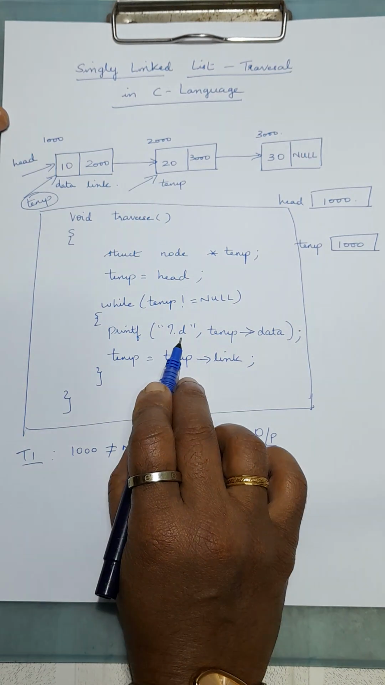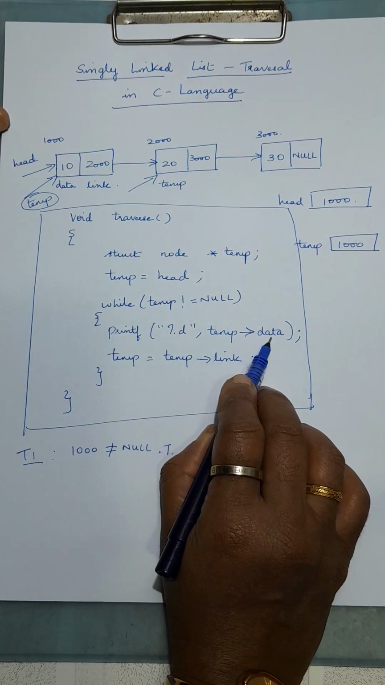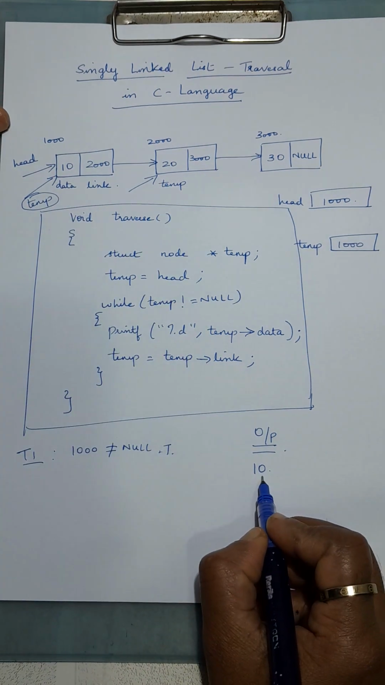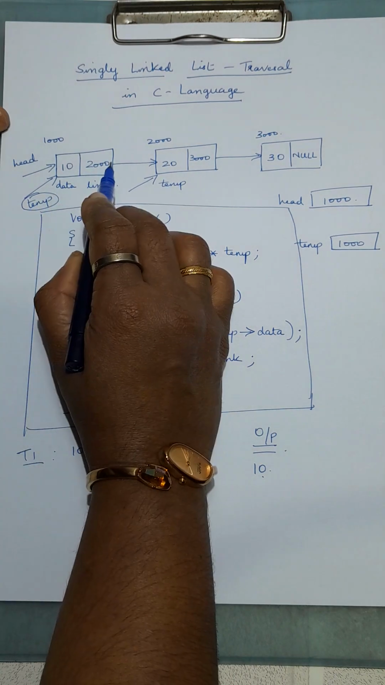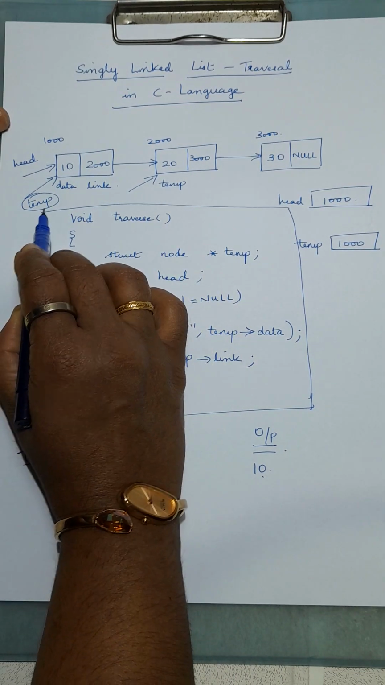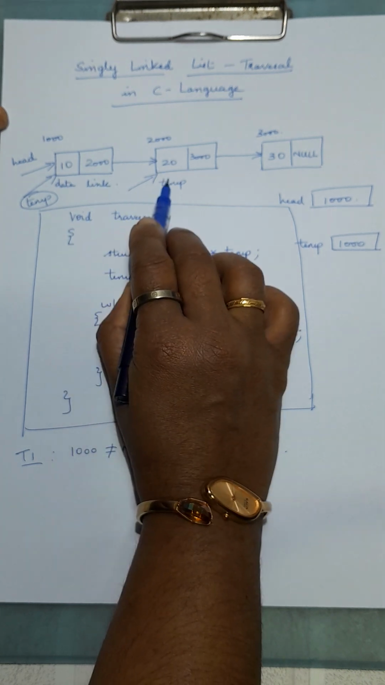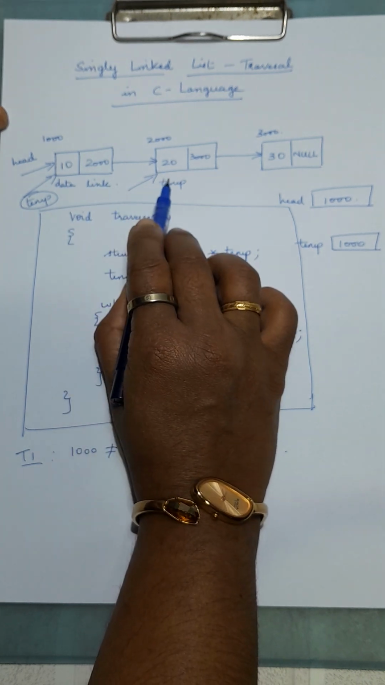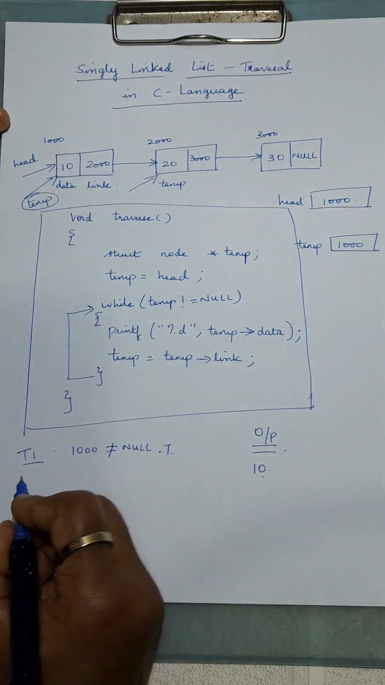I am printing an integer data, which value? Temp pointing to data node. The data value is 10 here. Fine. Then again temp is equal to temp pointing to link. Temp pointing to link is 2000. So now temp is pointing to the 2000 address, which means the second node. So the temp variable has been navigated to the second node. Now again it will go back for the second iteration, trace 2.